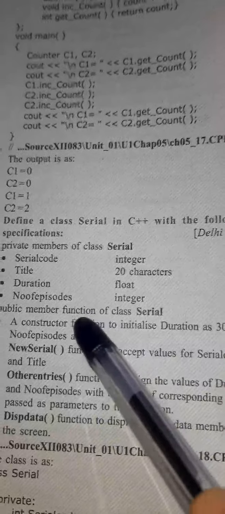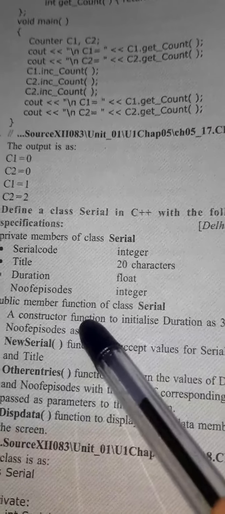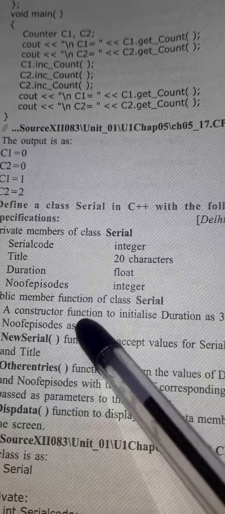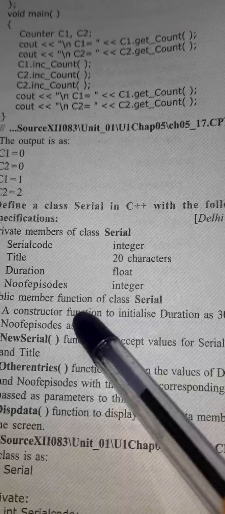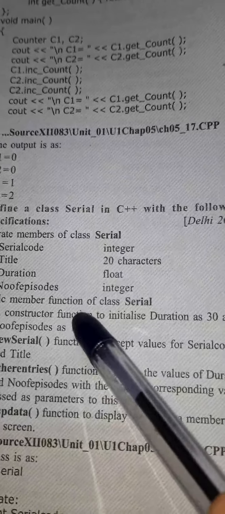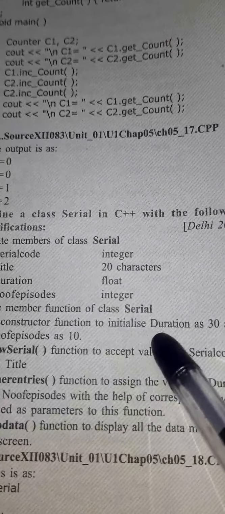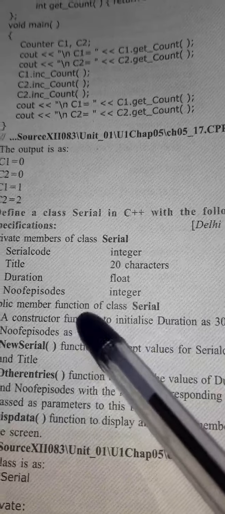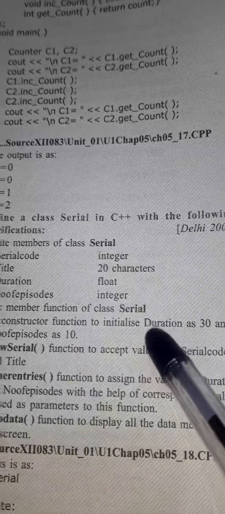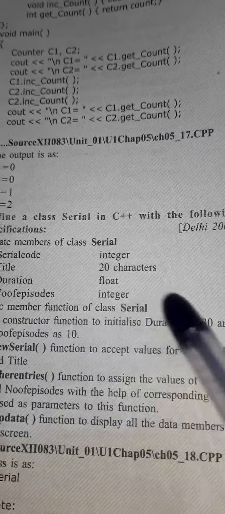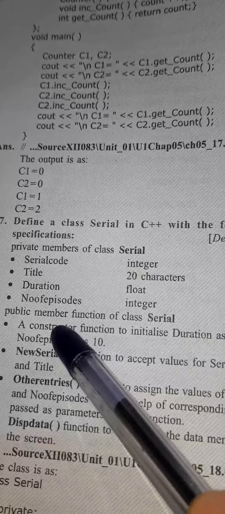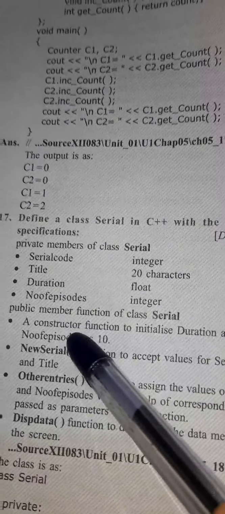This constructor function is not declaring any parameters. It is also not passing any arguments. So inside the constructor function body you are assigning the value to these two data members, these two variables. So what type of constructor is it? This is a default constructor.